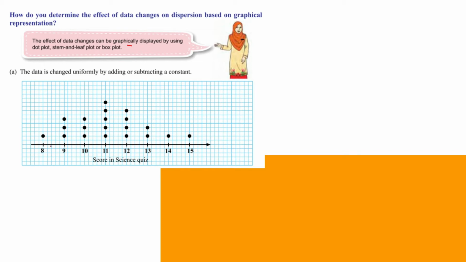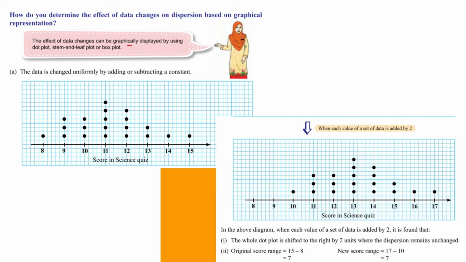So you have the range between 8 and 15. Okay, so what happens if each value of the set of data is added by 2? So added by a constant, what will happen? Everything changes. From 8, you plus 2, you will get 10. So start here. So 9 plus 2, and everything is being added by 2.